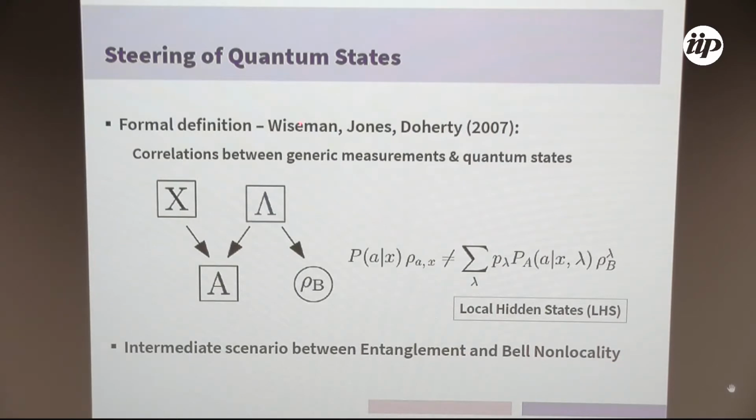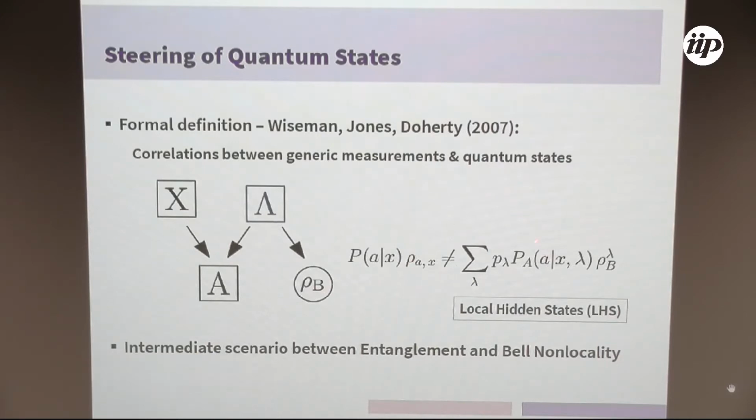This is the model formalized by Wiseman, Jones, and Doherty, and they introduced this local classical model, which corresponds to the local hidden states model for this type of system, for this type of correlation. And if my system does not correspond to this decomposition here, I say that I have quantum steering. So in this sense, quantum steering is the non-local correlation between a generic measurement and a quantum state on the other side.